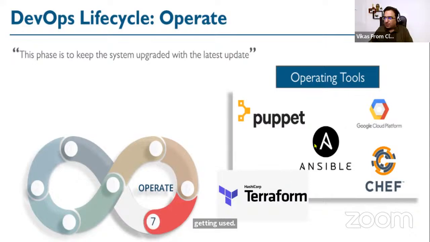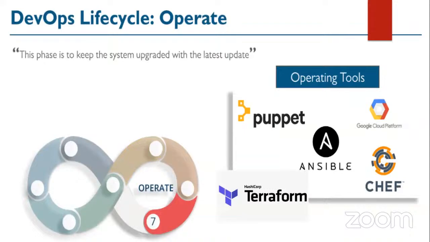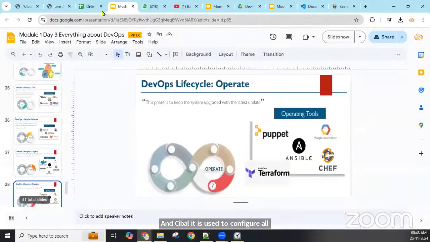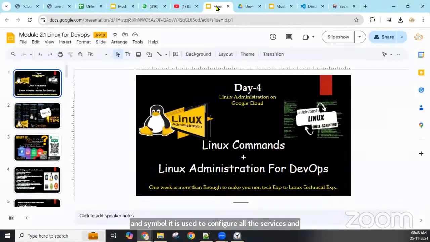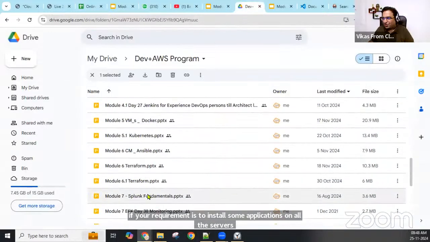And now, if I ask the very basic question, what is the difference between Ansible and Terraform? Anyone here? Terraform is an infrastructure as code service, and it is used to create the infrastructure with the help of some scripts. And Ansible is used to configure all the services. If your requirement is to install some applications on all the servers, then we can use Ansible. Good, very good answer. Chalo.